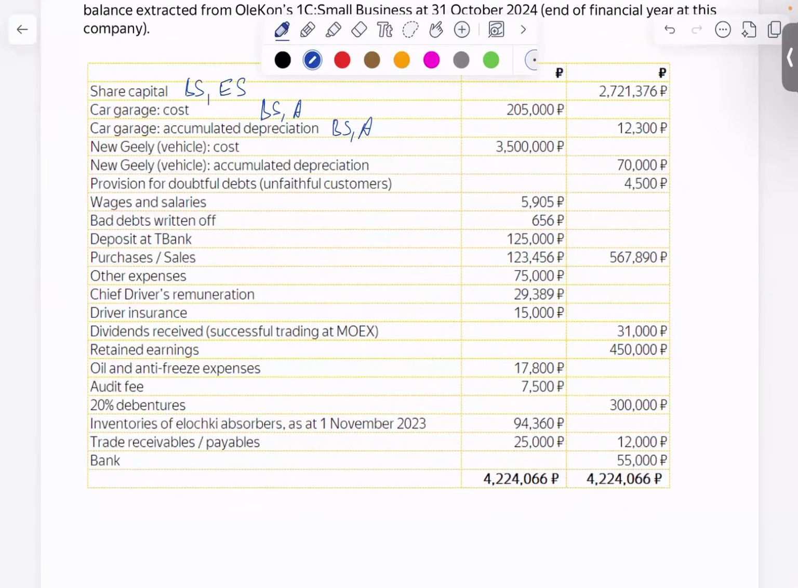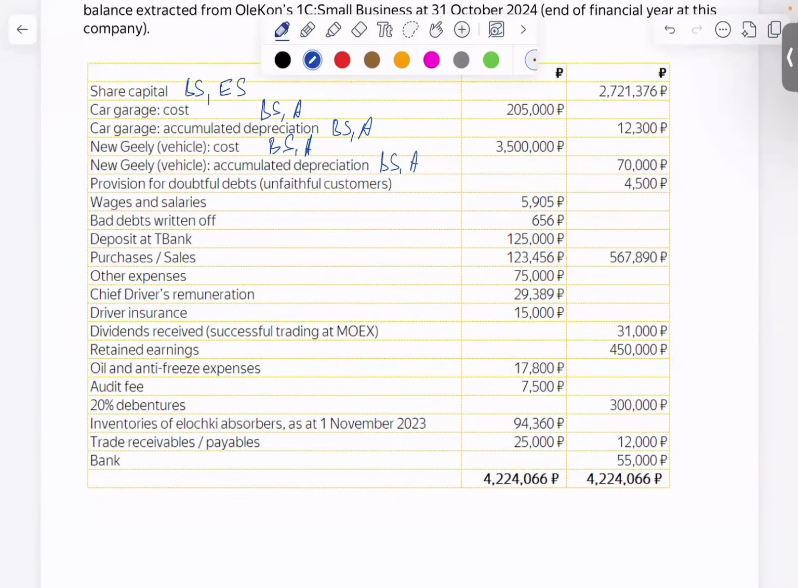New Geely, again, as a non-current asset, goes to balance sheet assets, and so on. So what I would do, I would just rewrite all the given amounts into the proper sections of either P&L or balance sheet. Share capital in amount of, how much? I can see 2,000,007.